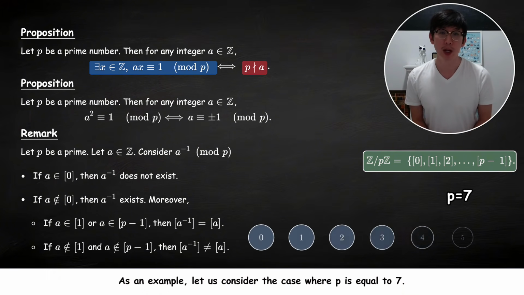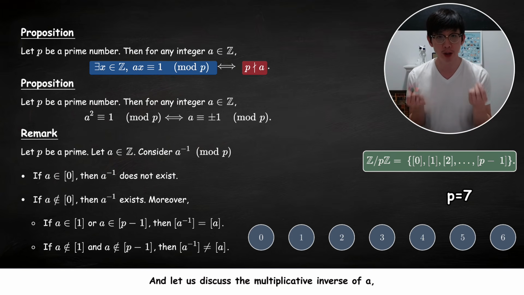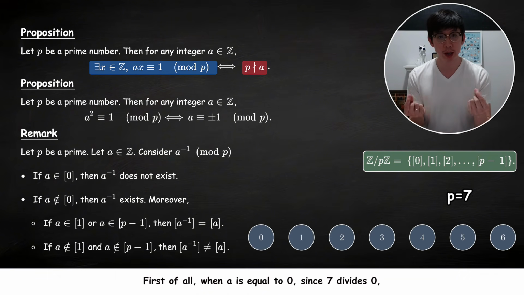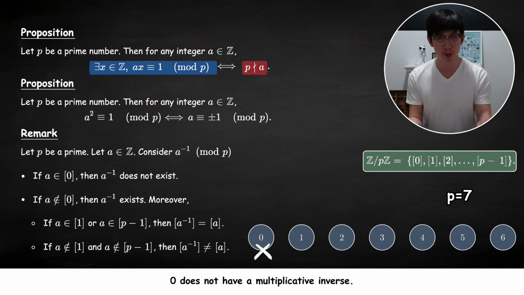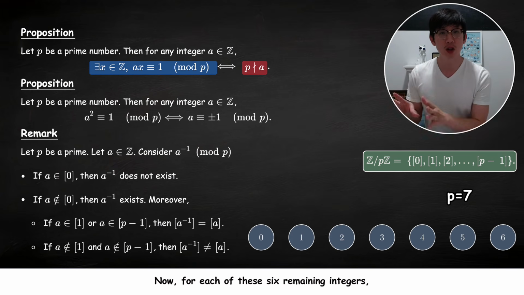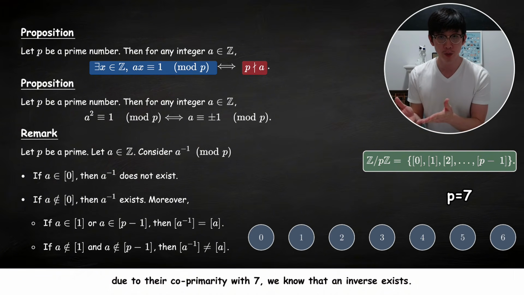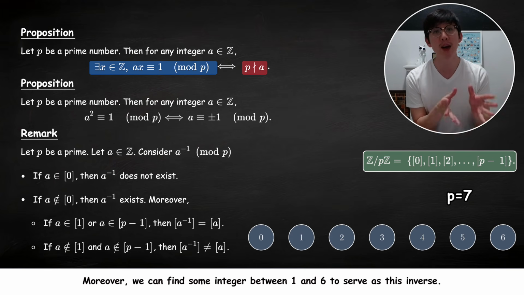As an example, let us consider the case where p is equal to 7, and let us discuss the multiplicative inverse of a as a goes through 0, 1, 2, 3, 4, 5, 6. First of all, when a is equal to 0, since 7 divides 0, 0 does not have a multiplicative inverse. Now, for each of these 6 remaining integers, due to their co-primality with 7, we know that an inverse exists. Moreover, we can find some integer between 1 and 6 to serve as this inverse.